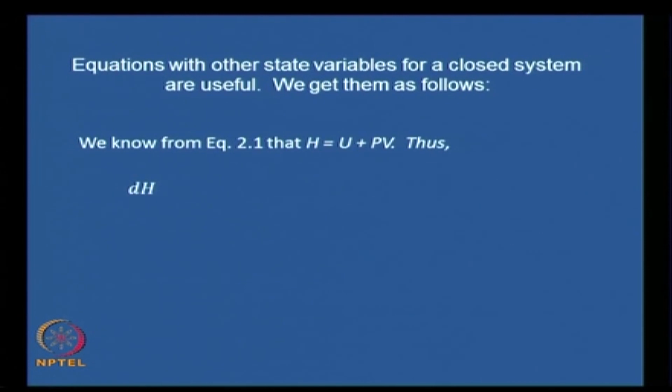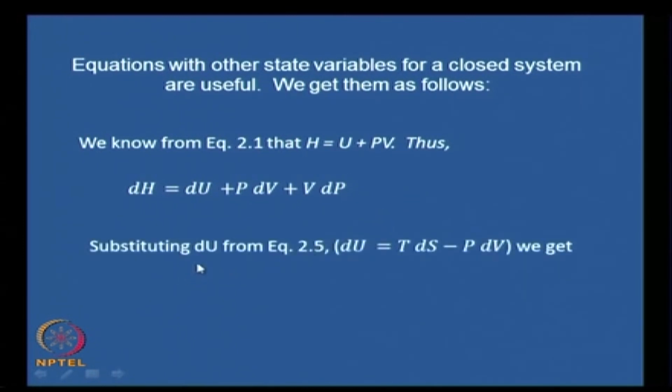Therefore, dH, the differential of H, is dU plus d of PV, d of P into V. By chain rule we know that d of P into V is the first function into the derivative of the second function plus the second function into the derivative of the first function, therefore P dV plus V dP. Therefore dH equals dU plus P dV plus V dP. If we substitute dU as we know from equation 2.5 as TdS minus PdV, we get dH equals TdS plus VdP.